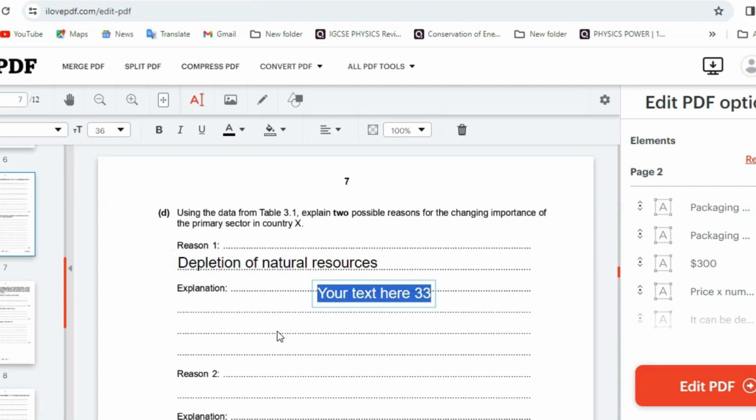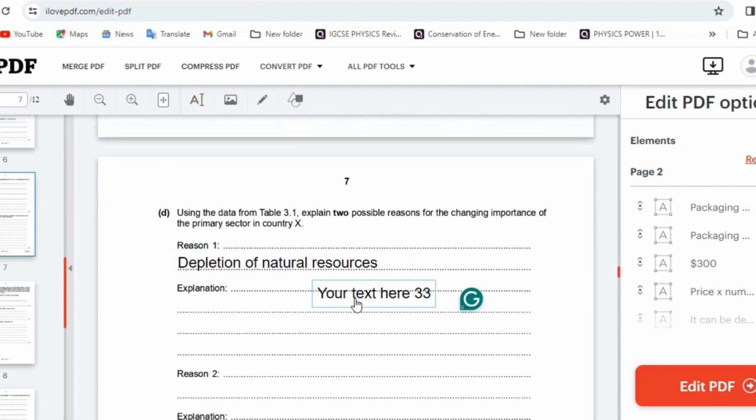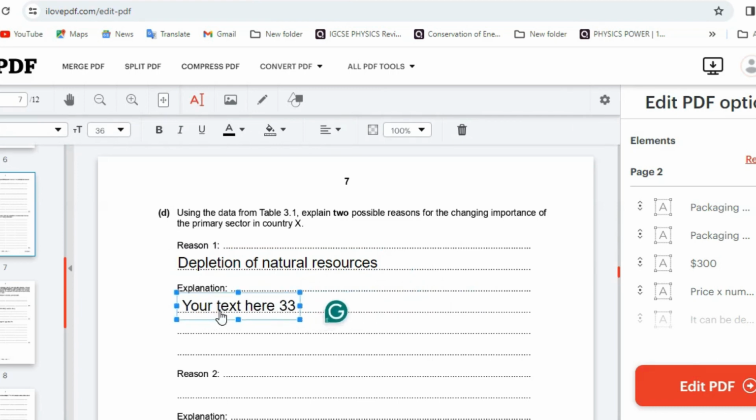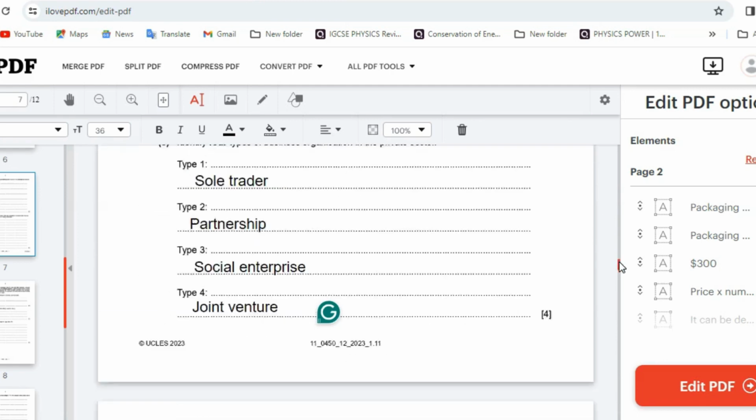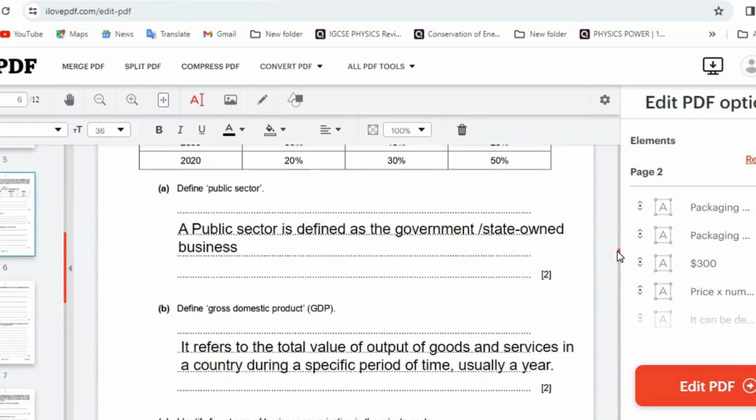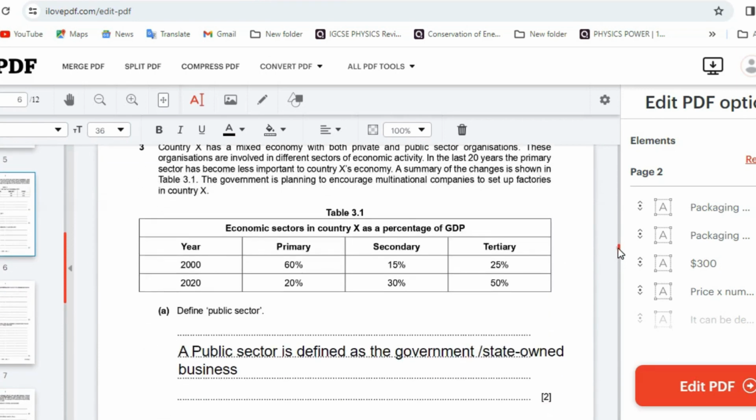Now let's put our explanation. How do you think depletion of natural resources could be the reason for changing importance of the primary sector in country X? Of course, it can lead to decrease in primary sector, of this 40% that we are seeing here, which makes the workers find jobs in another sector. Let's try and type this out too.